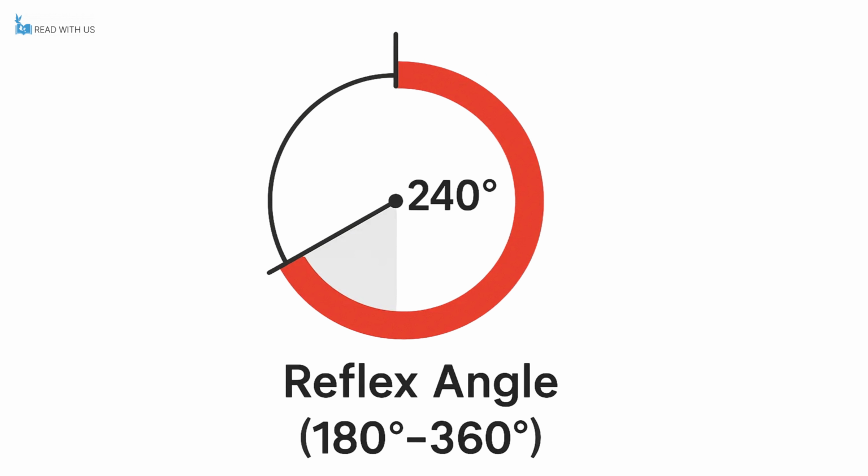Reflex angles are angles that are greater than 180 degrees but less than 360 degrees. They are larger angles that go around the outside. For example, 240 degrees is a reflex angle.